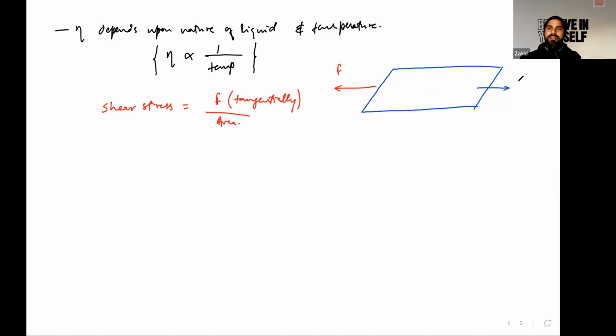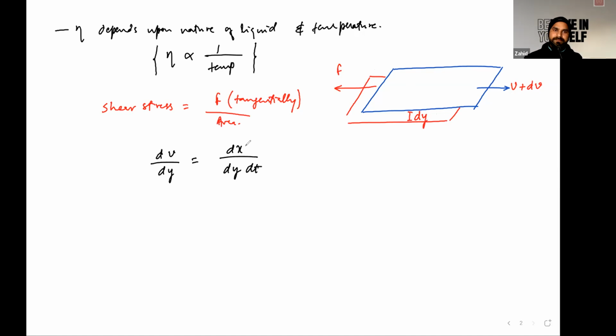Next, this particular layer having velocity v plus dv, and there is a change in this particular layer having width dy. So I defined this particular change in velocity divided by dy as velocity gradient. We can also write it as dv by dy, equals, velocity is length per unit time.